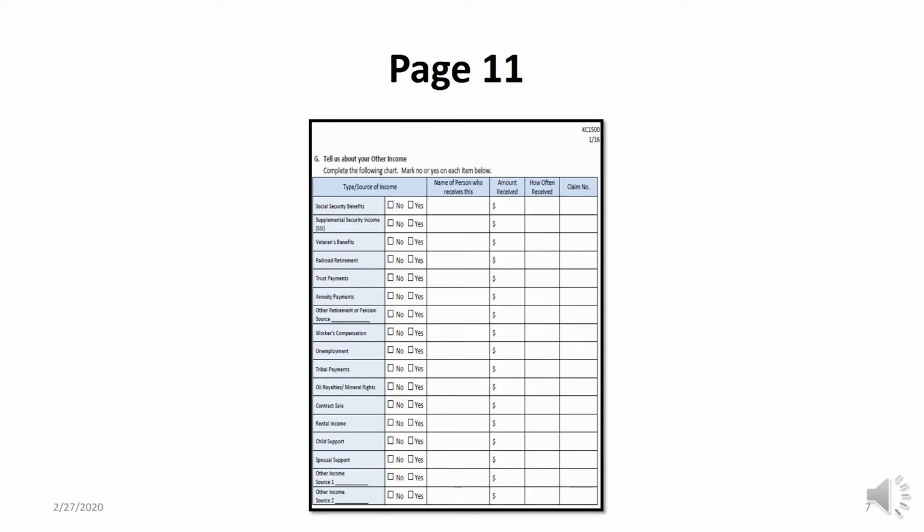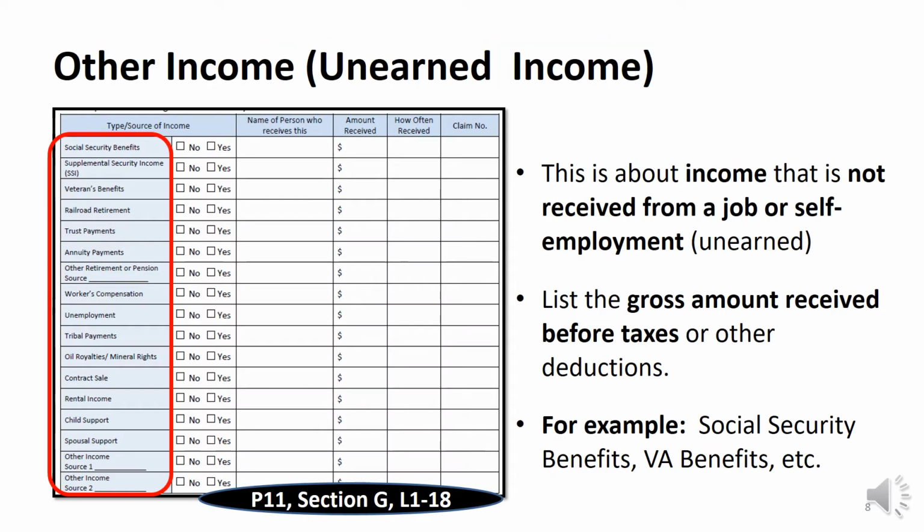Page 11. Other income. So this is unearned income. This is about income that is not received from a job or self-employment. List the gross amount. Again, that's the amount before taxes or other deductions. So for example, Social Security benefits or VA benefits. It's important to list the income of the applicant and the applicant's spouse.